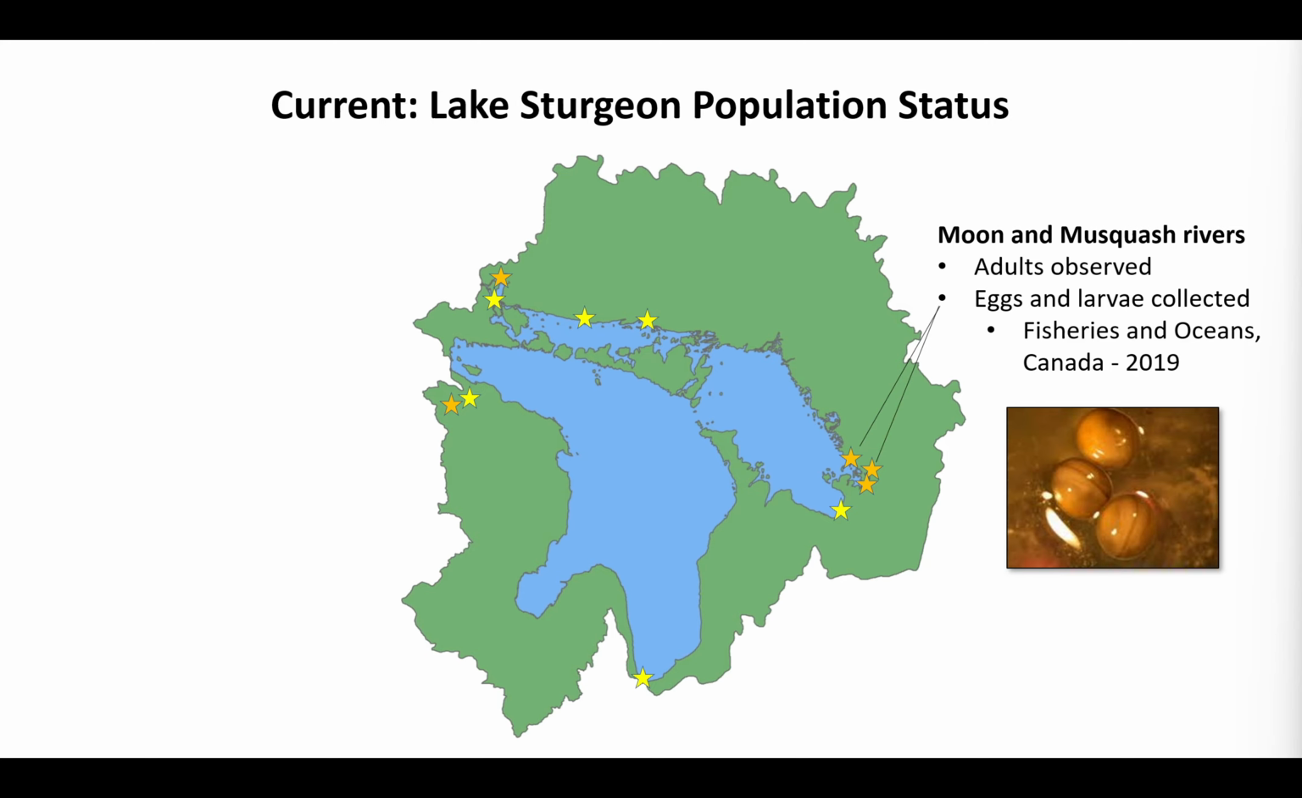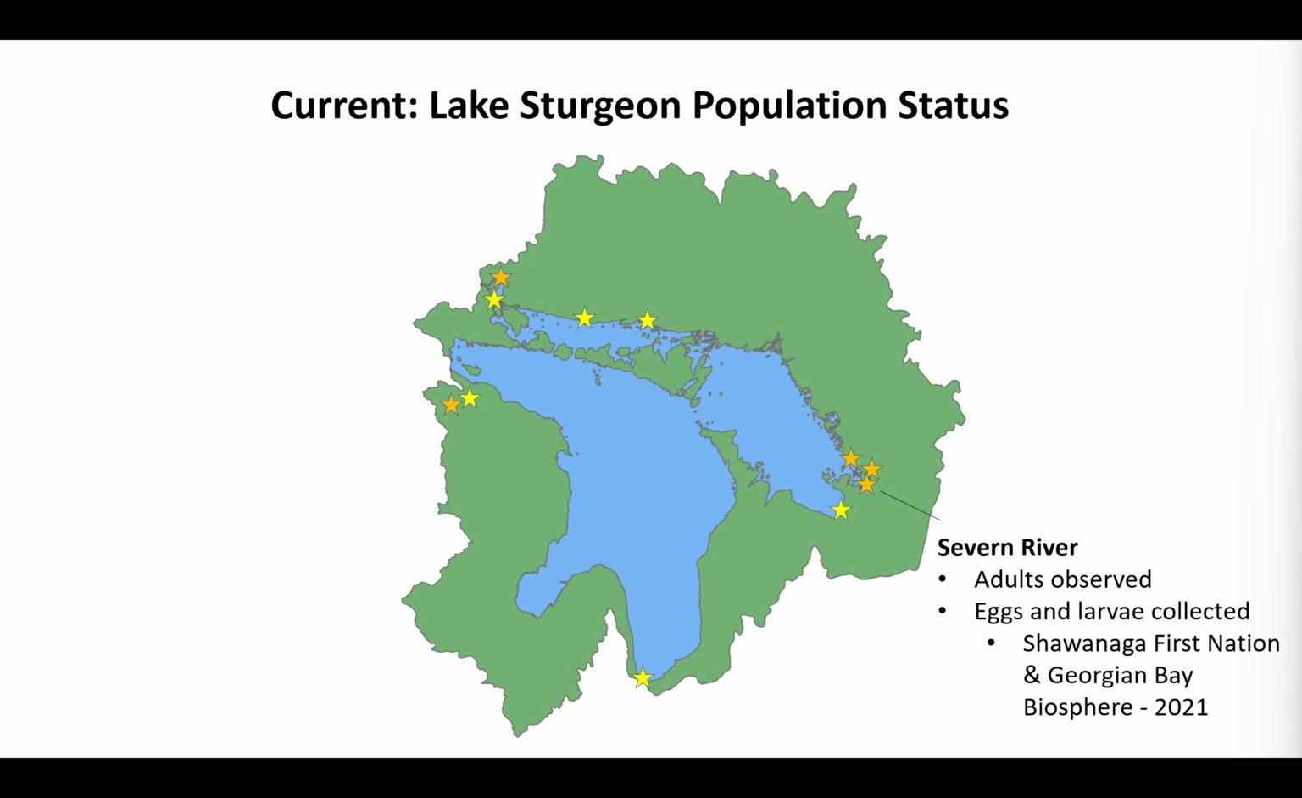Some more contemporary evidence of spawning was collected by Fisheries and Oceans Canada in 2019 in the Moon and Musquash rivers. This probably wasn't included the last time I talked about the state of the lake for lake sturgeon, but adults are observed in this system, and eggs and larvae have been collected, so that's some more recent evidence. And then the Georgian Bay Biosphere and other groups in 2021 collected eggs and larvae in the Severn River, and adults are observed in that system as well.